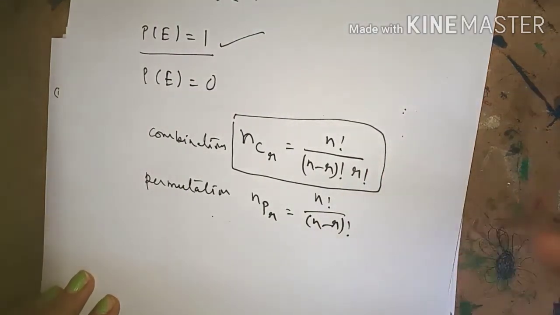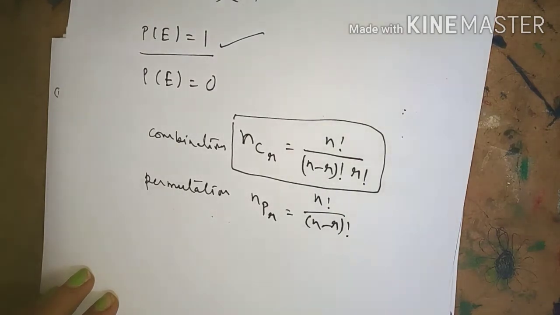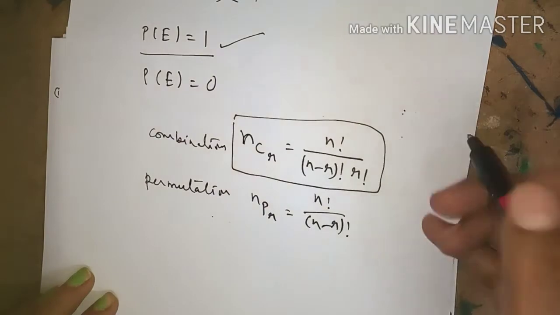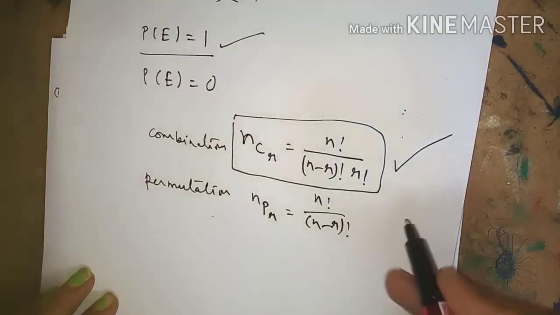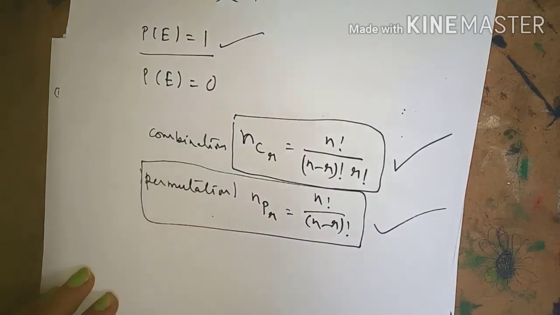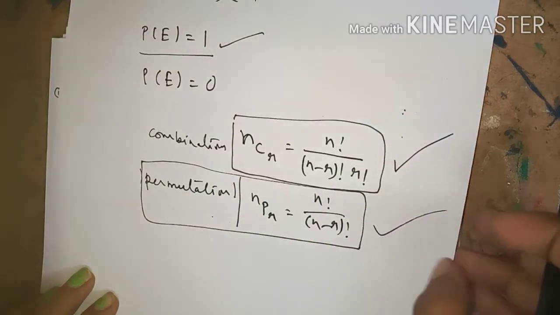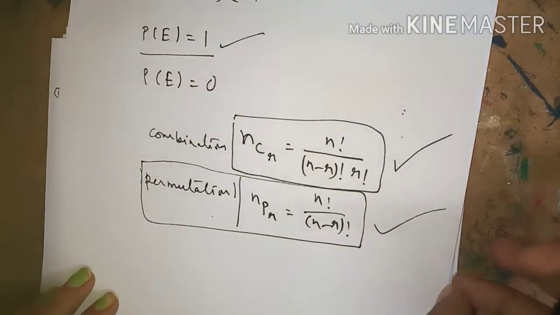When do we apply the combinations formula? Whenever you are selecting, choosing, drawing, taking, such as choosing cards from a well-shuffled pack of cards, you have to apply the combinations formula. Whenever we are arranging flowers in a garland, or arranging books in a shelf, if you see such words, we have to apply permutations. This is about combination, this is about permutations.